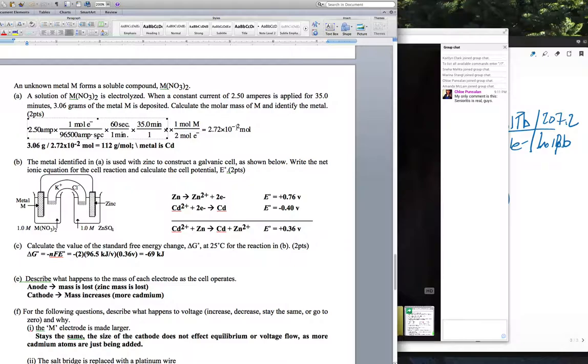AP loves this. They love to push you. Like, you have the mass, whatever it is, to find the moles. Chemistry is all about the moles. So if it gives you the grams and asks you for the molar mass, you need to know that you're trying to find the number of moles. Okay.